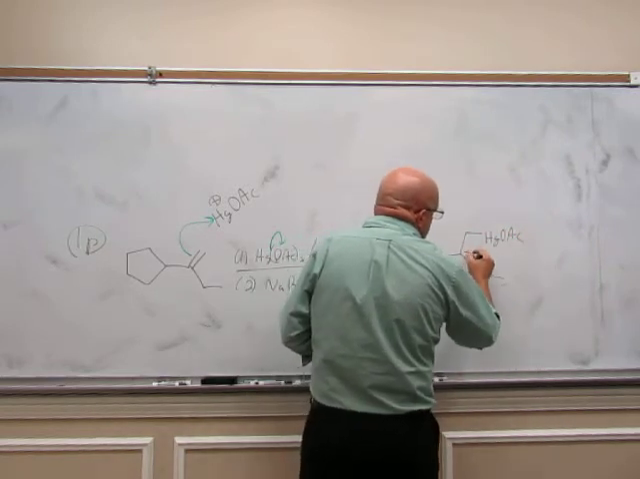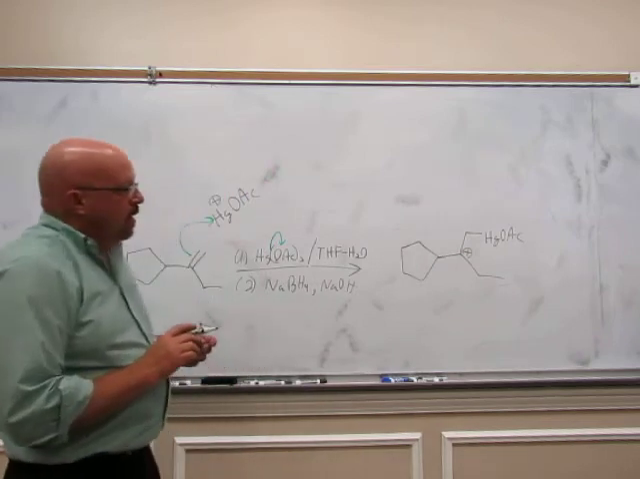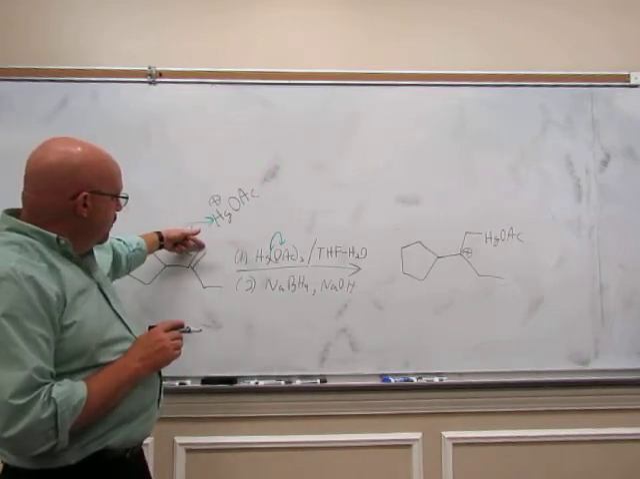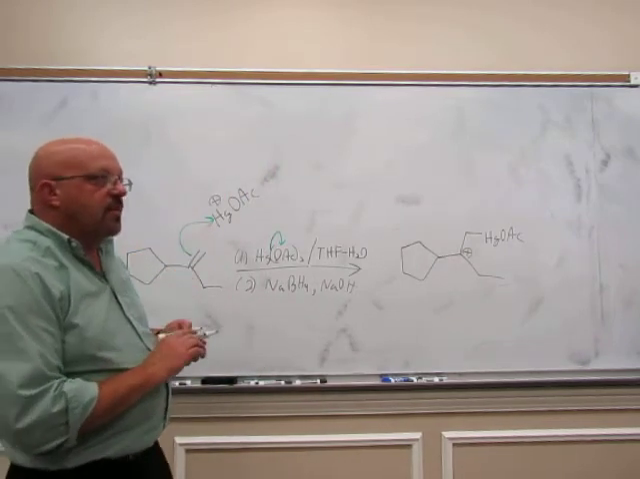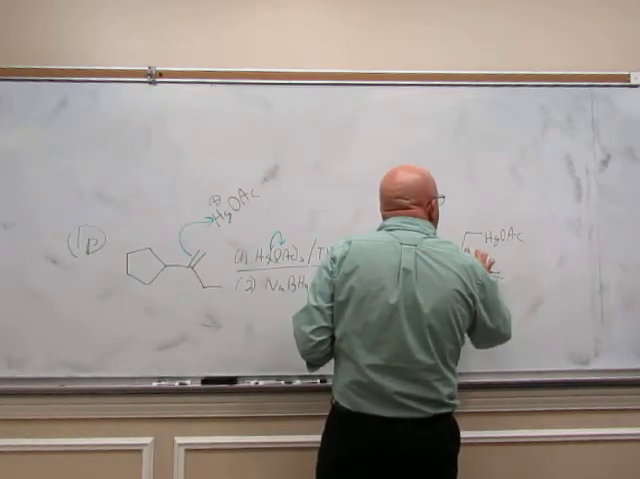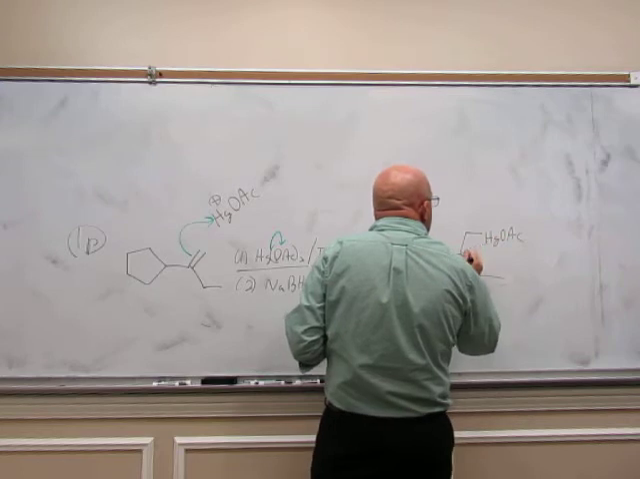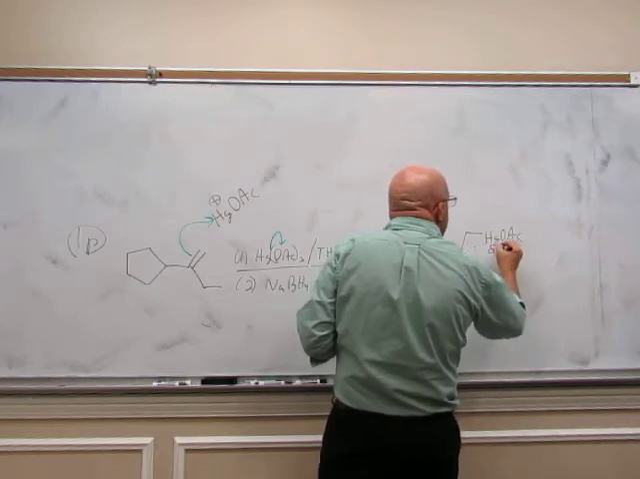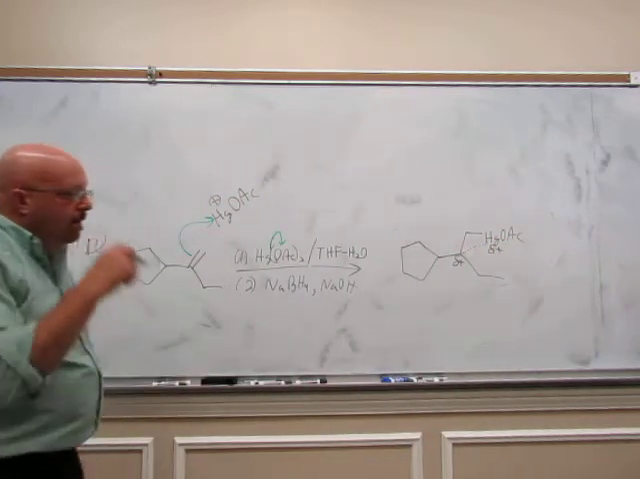And I'm going to just temporarily put a plus charge there. Mercury went on to the least substituted carbon. That gives a plus charge on the most substituted, but that doesn't exist. The mercury reaches across and holds that in place. That's partial positive and partial positive on the mercury.